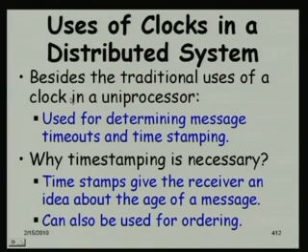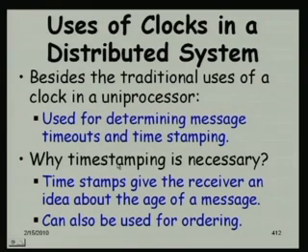It is used for all the purposes for which a uniprocessor uses a clock, that is, for determining task deadlines and for finding when to take off scheduling, clock based scheduling, all those things the clock is used. But besides that, it is also used for determining message timeouts, how long a processor needs to wait for a message, and also for time stamping, because when messages are sent out they are time stamped.